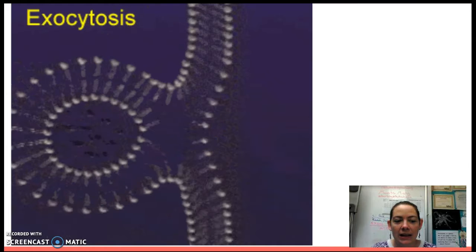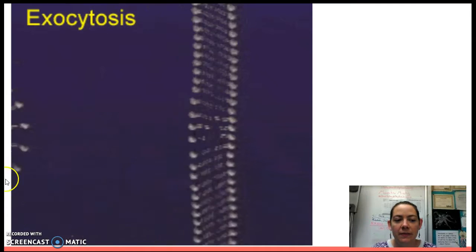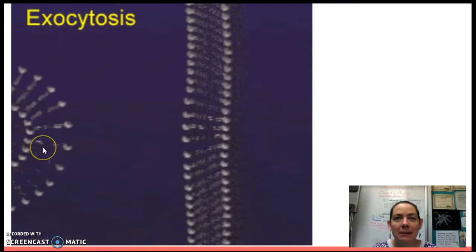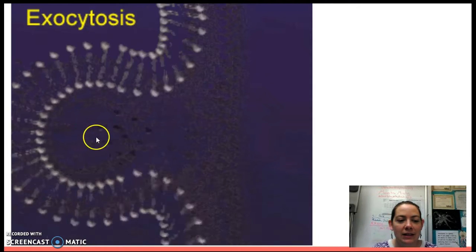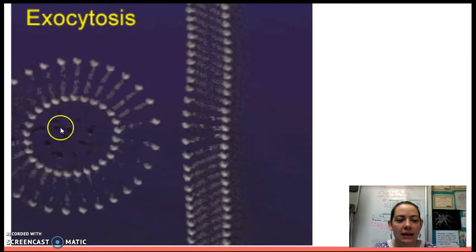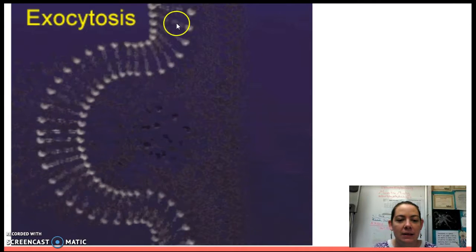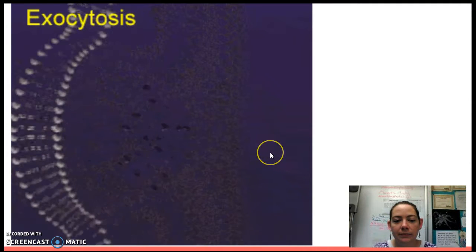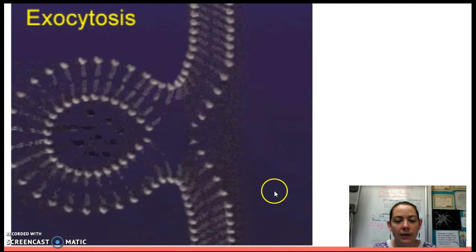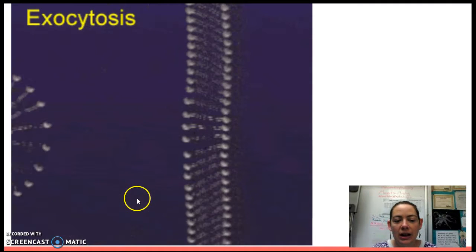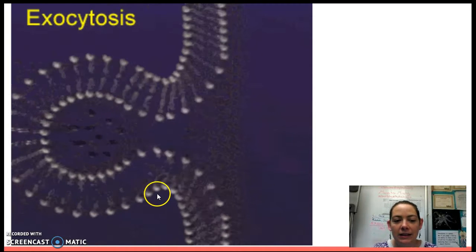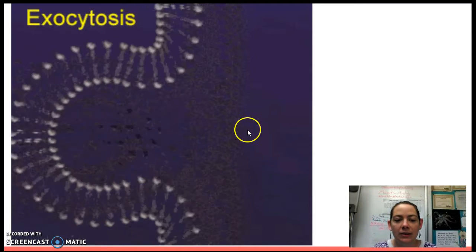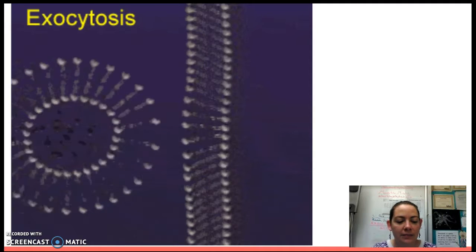Now here's a picture of exocytosis. There's a vesicle, a membrane-bound little pouch, with lots of little molecules inside. It fuses with the cell membrane, and all these little things get sent outside of the cell. This happens when you're exercising and you start sweating. Your skin cells are secreting sweat. So this is going on whenever you get hot.